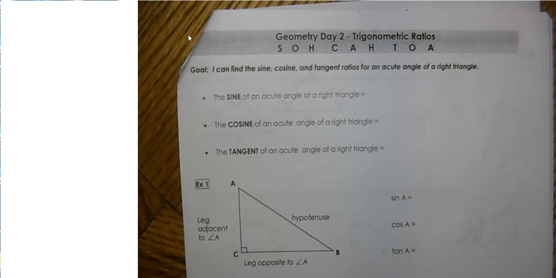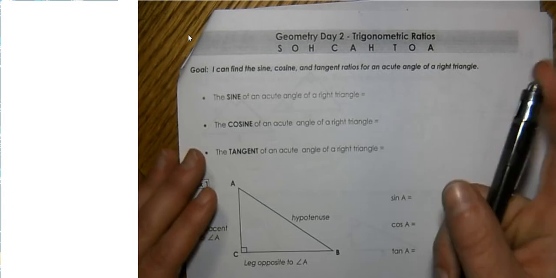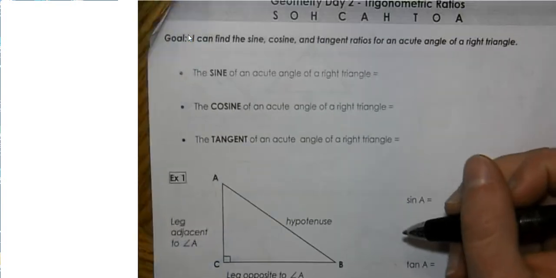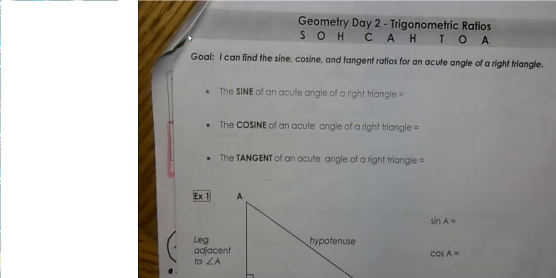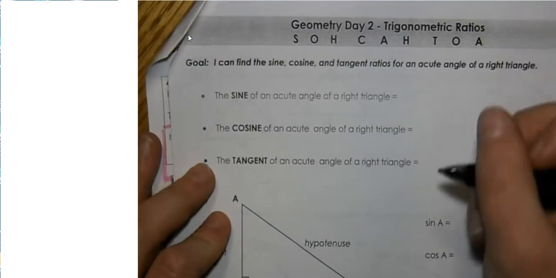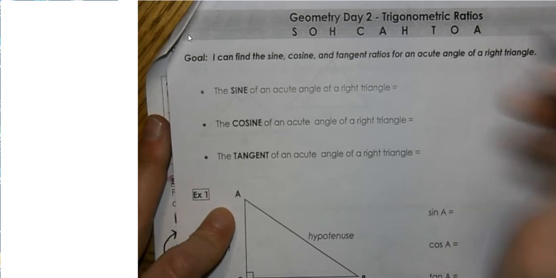So let's go ahead and review what sine, cosine, and tangent of an acute angle are. So notice that I've said of an acute angle. For right now and where we are at in this unit, we are only going to be taking the sine, cosine, and tangent of acute angles.